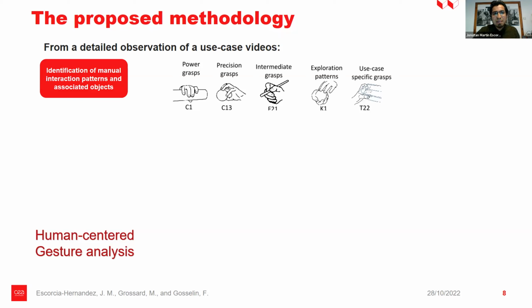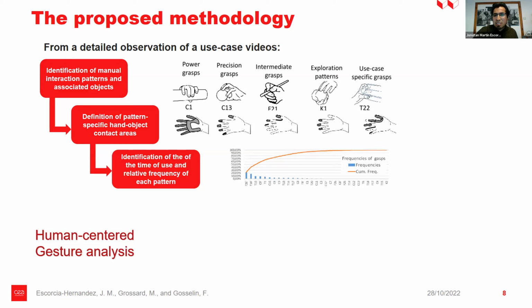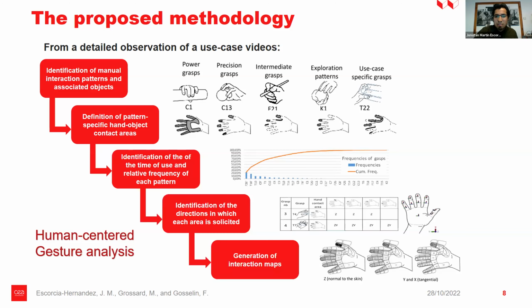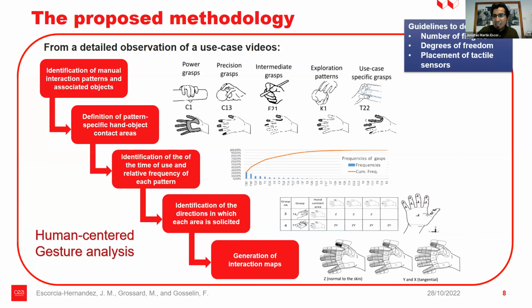First, we identify the manual patterns. We identify the contact areas between the object and the hand. Then this information is complemented with the identification of the time in which each grasp pattern is used. We also identify the direction in which the human hand applied the force. And this information is used to generate interaction maps. With all of this information, we have solid guidelines to define some specifications such as the number of fingers, degrees of freedom, and the best place to place the sensors.